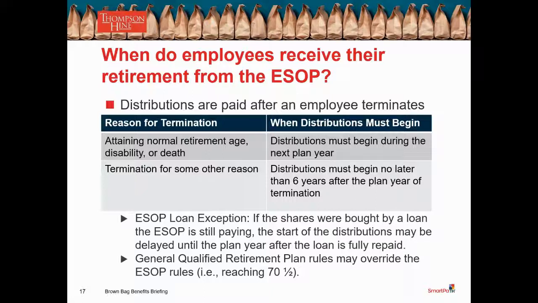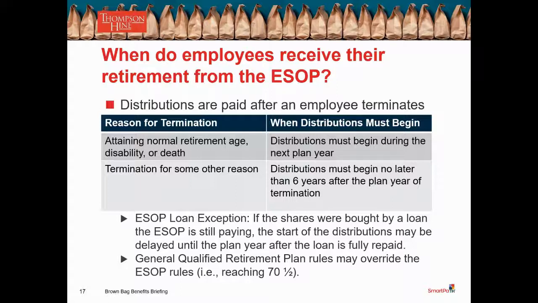Yep. So the timing of distributions from an ESOP is different than the distribution on a 401k. If you're in a 401k plan, generally when you terminate or when you retire, you have access to your account immediately. You can take it out the next day. You can take the money and hit the streets with it. In an ESOP, that does not have to be the case because the company has to give the participant cash in exchange for the stock.